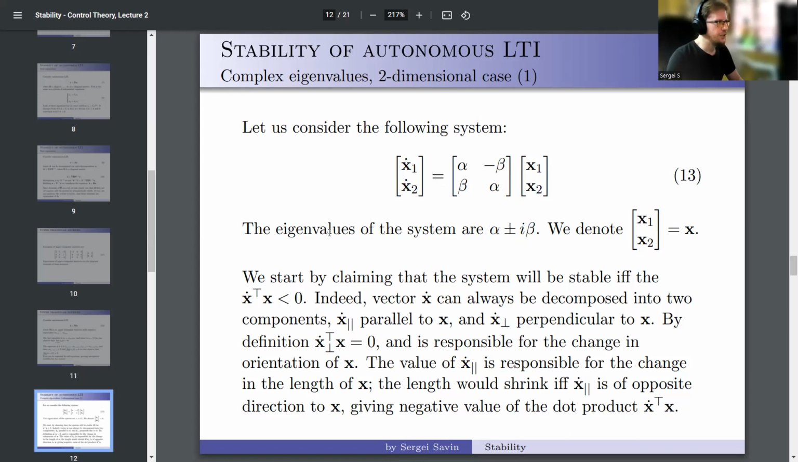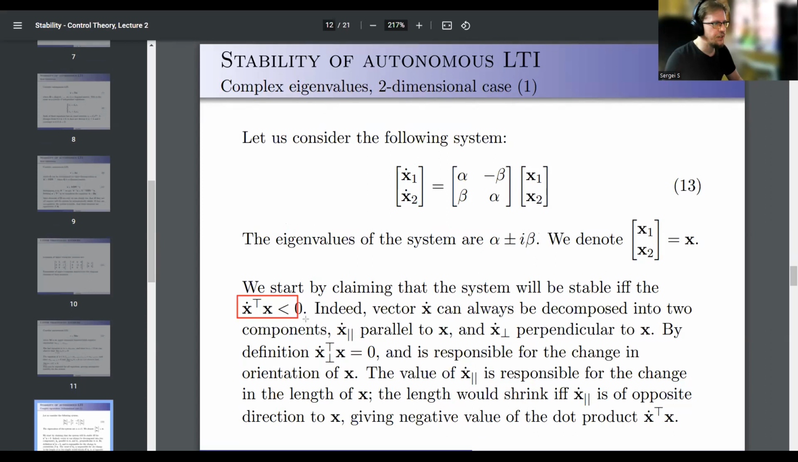So how do we determine stability of the system? Well, we can claim that as long as the dot product between X dot and X is negative, it will be stable. That is a strange claim, so let us justify it. Here it might be a little bit more difficult, so don't worry too much, but let's see if we can make sense of what we are doing. So if X dot times X is negative, so this is a dot product, okay? I claim that this would imply that the system is stable.